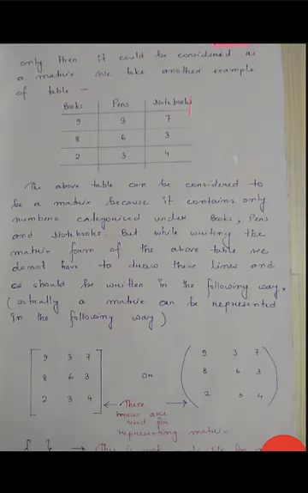Now, when it could be considered a matrix, let us take another example. Suppose in the first column we have the number of books. In the second column we have the number of pens. In the third column we have the number of notebooks. So these are all vertical arrangements, that means columns.